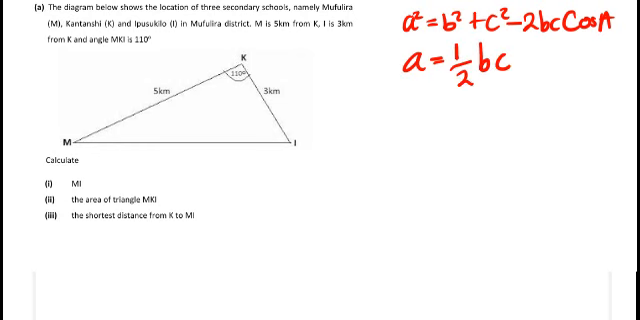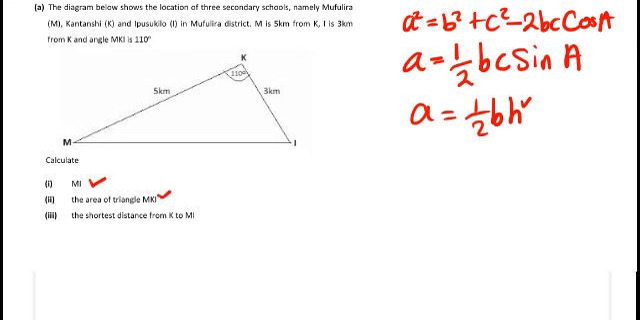bc sine A. And in finding the shortest distance, we'll be using area equal to 1 over 2 bh by making h the subject of the formula. Now, having known these formulas, it will be very easy for us to find the distance ML, and also the area of the triangle and the shortest distance.